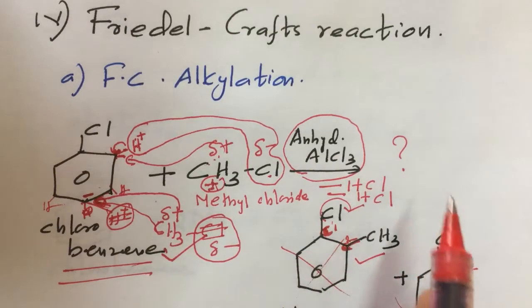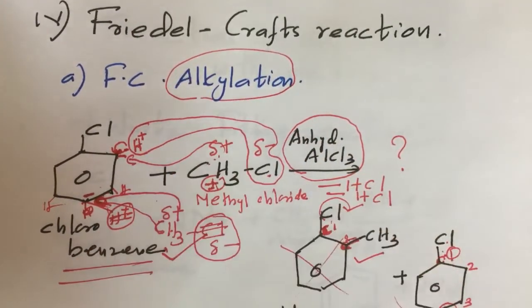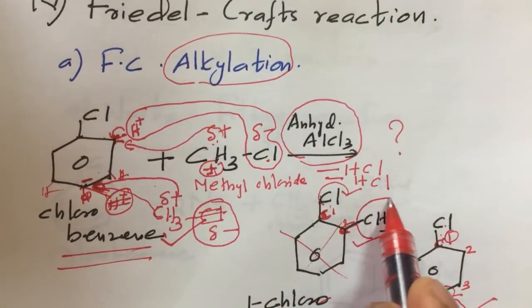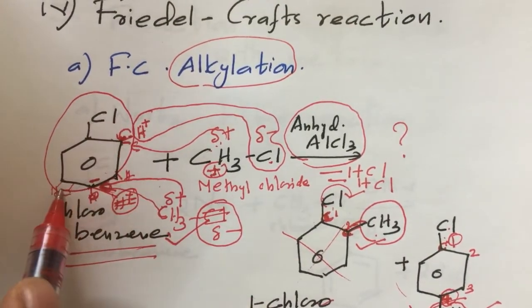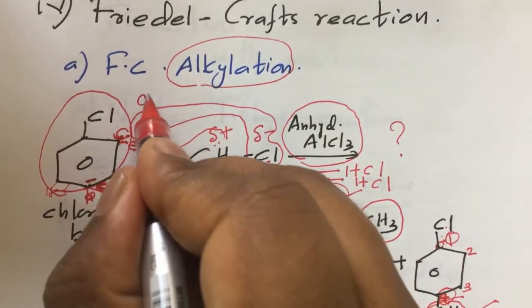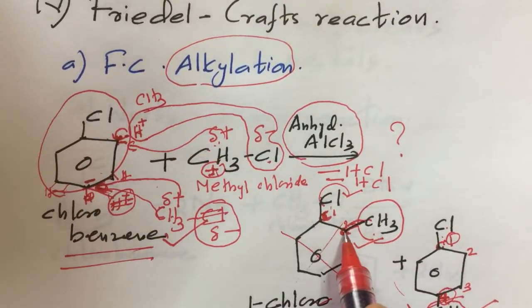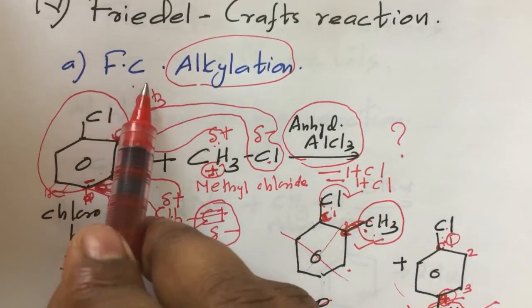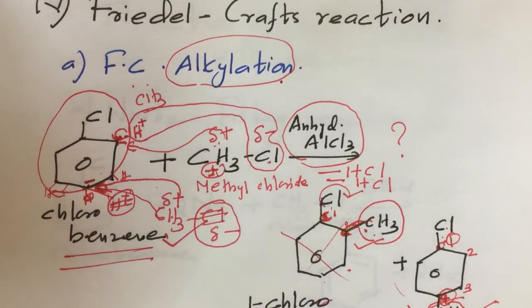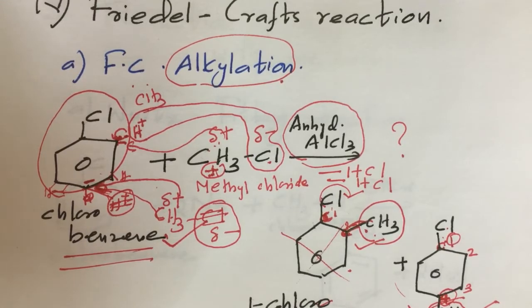And why is this reaction called Friedel-Crafts alkylation? See the product: an alkyl group, a methyl group, is introduced on the ring. The starting compound is chlorobenzene, but in the product a CH3 group is introduced on the ring. For introducing an alkyl group, the reaction is called Friedel-Crafts alkylation. Then next is Friedel-Crafts acetylation. Acetylation means the reaction used for introducing an acetyl group on the benzene ring. Now let's see Friedel-Crafts acetylation.